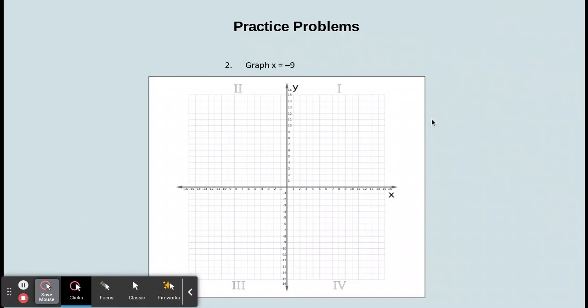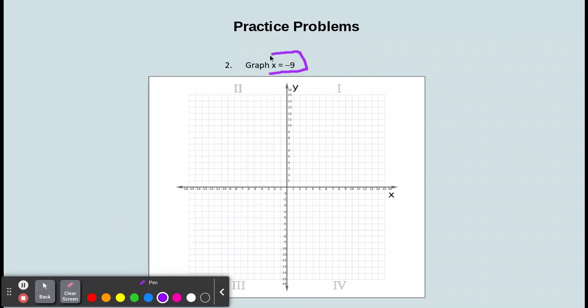Okay, and practice problem number 2. This one's pretty self-explanatory. You need to graph this straight line, x equals negative 9. It does not matter what value of y we have. The whole line should show all values being equal to negative 9 on the x-axis, if that makes sense. All right, and that is it for 13.1.